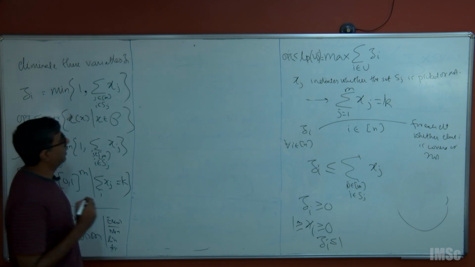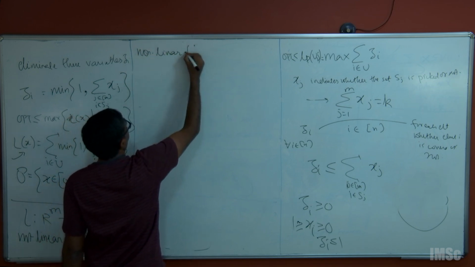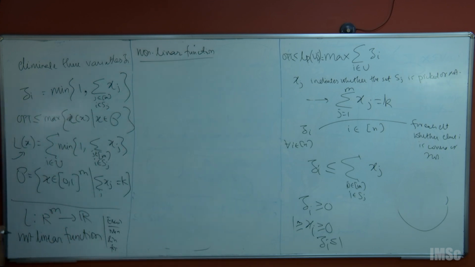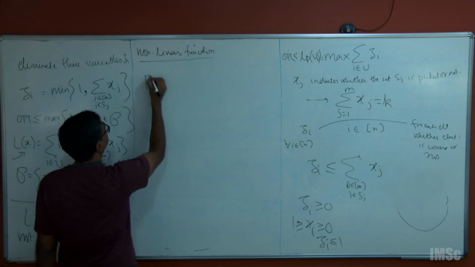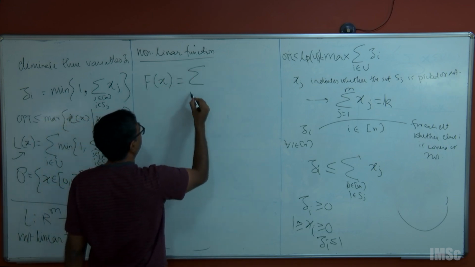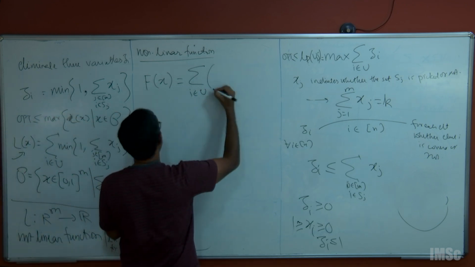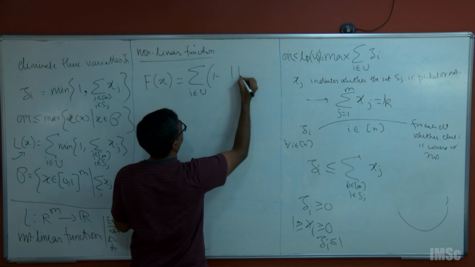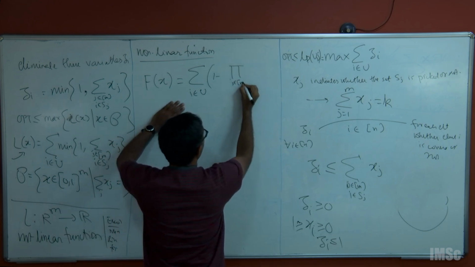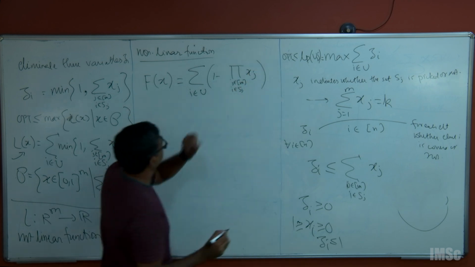So what is my other non-linear function for max coverage? Max coverage is very beautiful, and you will see this. I'm defining my f of x as the summation over i in U of 1 minus the product over j in m, i in Sj, of (1 minus xj). You understand? So this is what it is.